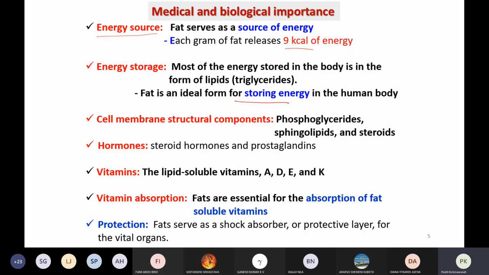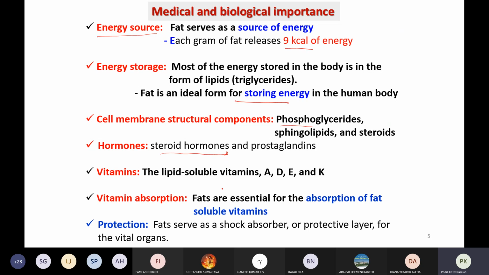Different classes of lipids, mainly phospholipids, sphingolipids and steroids, are components of the cell membranes or biological membranes. And some lipids are hormones, for example, steroid hormones and prostaglandins. All these steroid hormones are derived from cholesterol, and both male and female reproductive hormones are steroid hormones derived from cholesterol, that is the derived lipid.